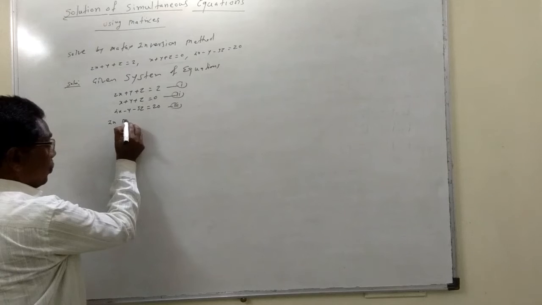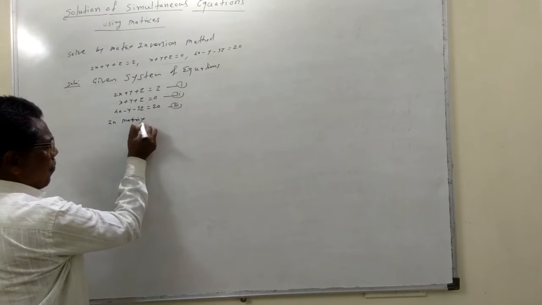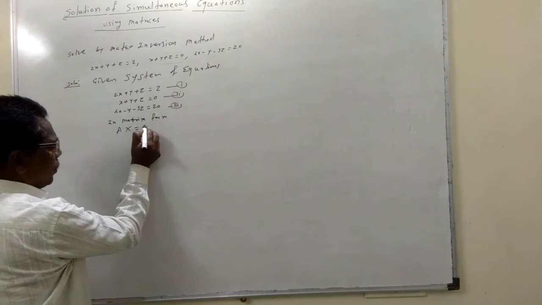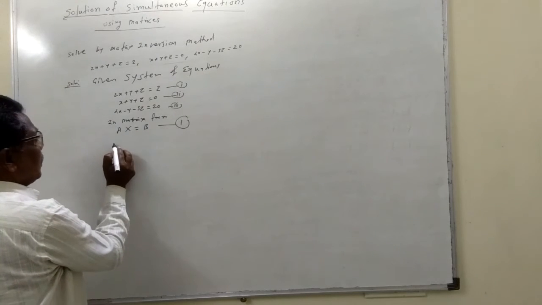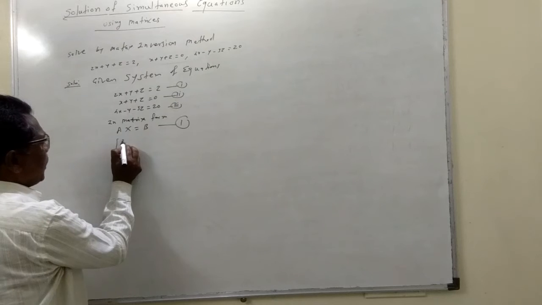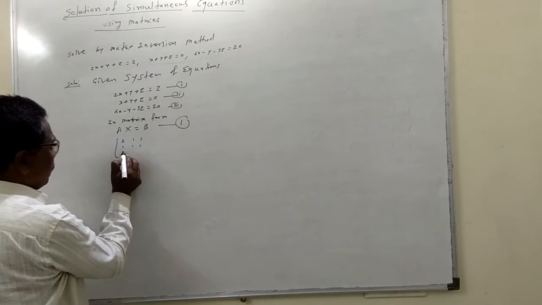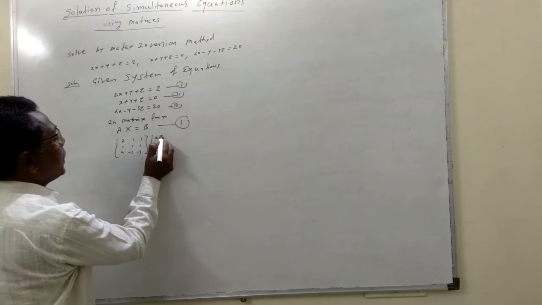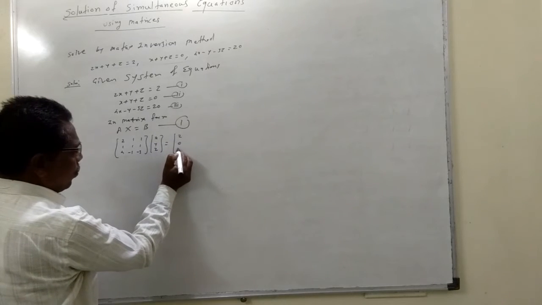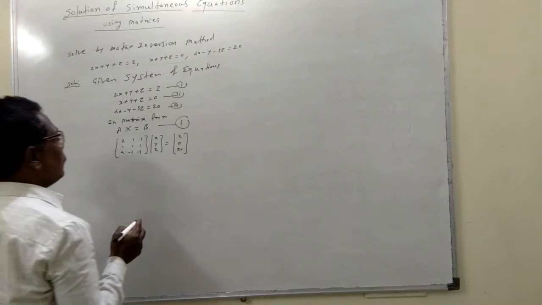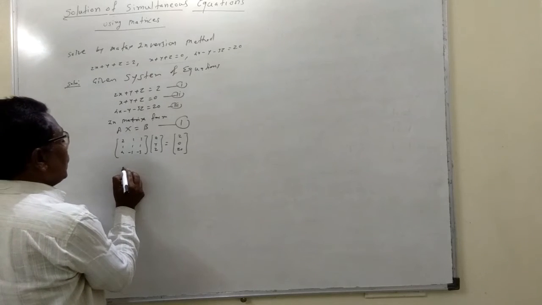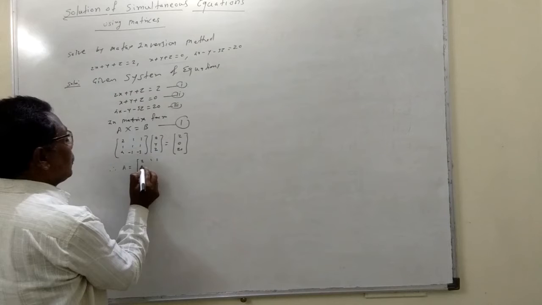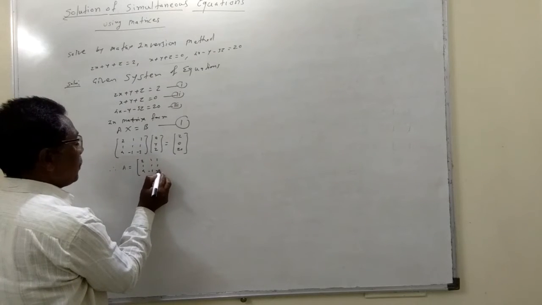Now we write in matrix form. So in matrix form, that is AX is equal to B. Name this equation first. So A is the coefficient matrix 2 1 1, 1 1 1, 4 minus 1 minus 3. X is the variable column matrix x, y, z, is equal to 2, 0, 20. So therefore A is equal to the matrix 2 1 1, 1 1 1, 4 minus 1 minus 3.